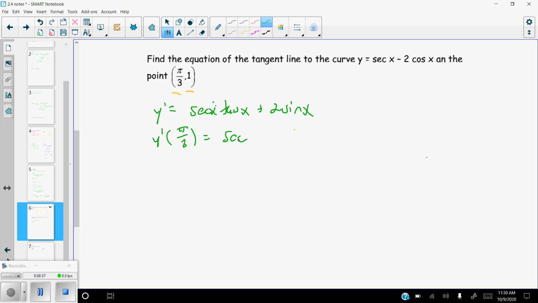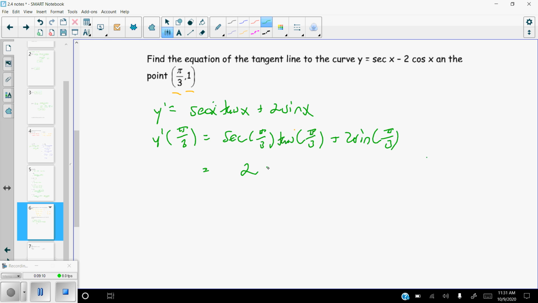So that's going to be secant of pi thirds tangent of pi thirds plus 2 times the sine of pi thirds. This is just to find the slope. So let's see, secant of pi thirds. I don't really remember secant of pi thirds off the top of my head, but what I do know is the cosine of pi thirds, which is a half. But since secant is the reciprocal of that, I'm going to flip 1/2 over, and I know that secant of pi thirds is 2.